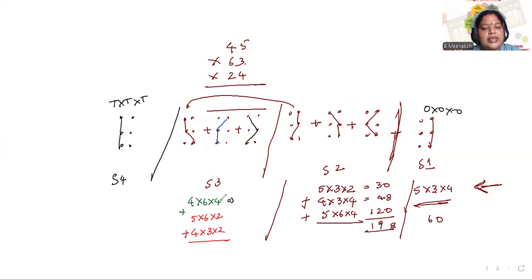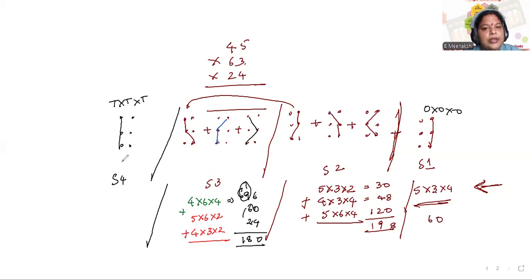So 4 4s are 16, 16 into 6 is 96. Next 5 6s are 30, 30 2s are 60. Next 4 3s are 12, 12 2s are 24. When you add this, what will you get? 6 plus 4, 10. This is 1 plus 9 is 10. 10 plus 8 is 18. What I did over here is I took these to add up to 10, then I added the remaining part.